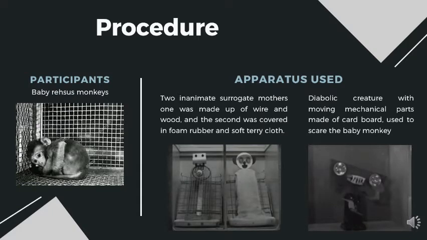The experiment was conducted on baby rhesus monkeys, which can be considered the participants of this experiment. There were two apparatus used in this experiment, which are as follows. Number 1. Harlow took infant monkeys from their biological mothers and gave them two inanimate surrogate mothers. One was a simple construction of wire and wood, and the second one was covered in foam, rubber, and soft terry cloth. Number 2. A diabolic creature with moving mechanical parts made of cardboard was used to scare the baby monkeys.